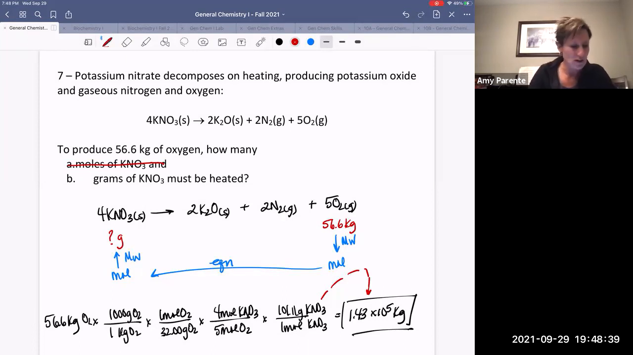That should be grams. So 56.6. Let me just check my calculations again. Times 1,000 times 4 times 101.11. I thought maybe I had converted it to grams, but it is in grams. Yep, this is my mistake. This should be grams.